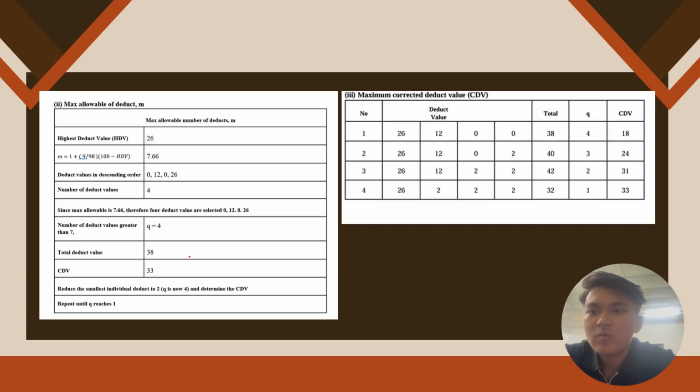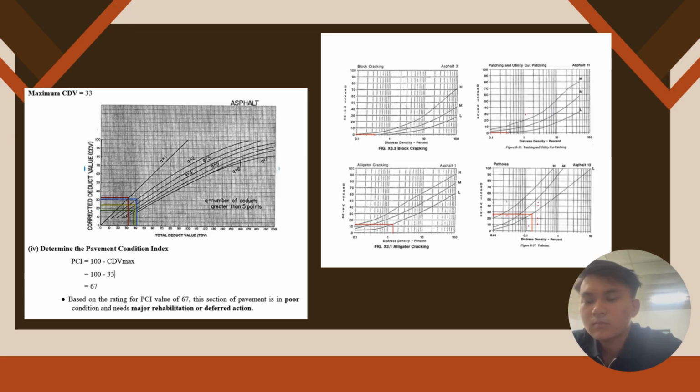Then we calculate the corrected deduct value or CDV, which considers both the number and severity of pavement distresses. The CDV is determined using the CDV graph. As shown in the table on the right, the final CDV is 33. This value will be used to calculate the pavement condition index, helping us assess the road condition using the standard PCI rating scale. Here you can see the example graph for getting HDV and CDV.